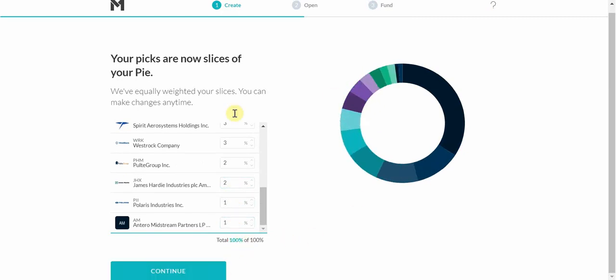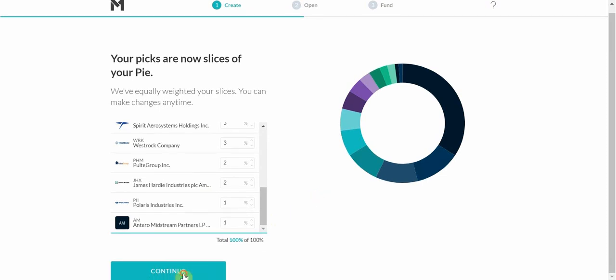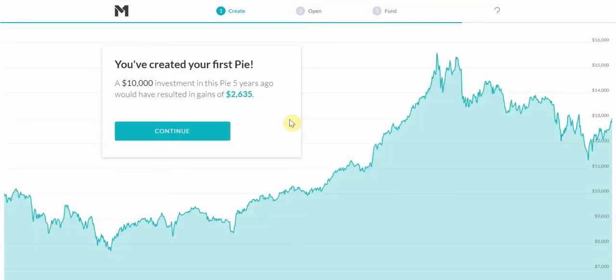There we go, 100% allocation to 14 different undervalued dividend growth stocks. And then payout ratios of less than 50%, so a good idea of some safety on that yield.